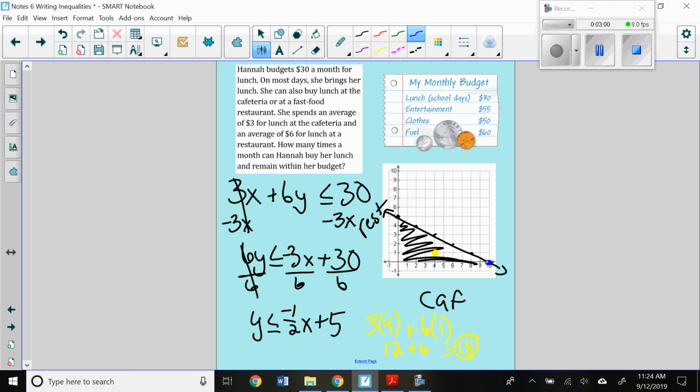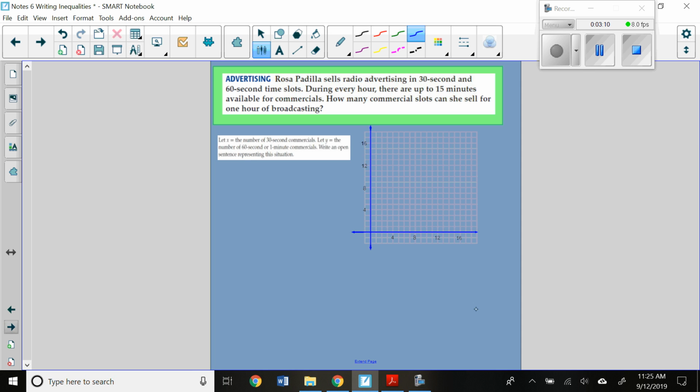You could even pick a point that is on the line and still stay within budget. Let's say we pick this point. She goes to the cafeteria 10 times, so 3 times 10, she spends $30. She's still within her budget. All right, so I know I'm going through these problems for you. Please, please, please pause the video so you can write down what I have up on there.